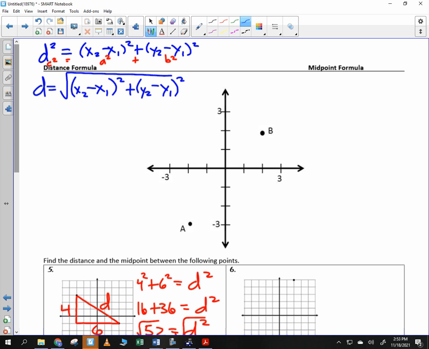So the other thing we want to find is the midpoint formula. In order to do midpoint, all we're going to do is take the x values and add them together, and divide by 2. That gives us our x coordinate for a midpoint between 2 points. And then in order to find the y value, we take y1 plus y2 and we divide it by 2. And that gives us the y value.